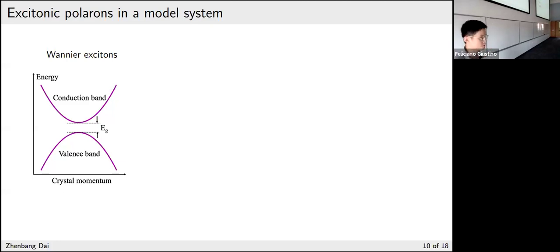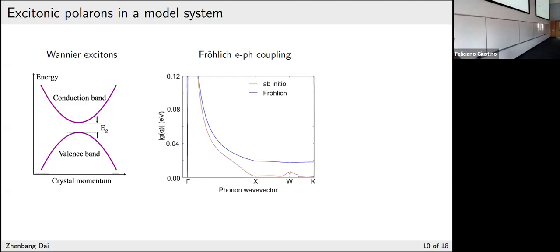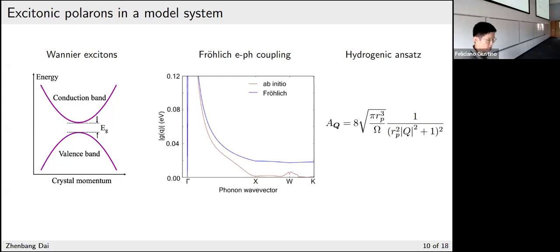To that end, we use the Wannier exciton model to represent the exciton part. Basically in this model, there is only one electron-hole pair having attractive interaction, and the electrons and the holes are represented by parabolic bands, respectively, separated by a gap. In the phonon part, we only take into account a single optical mode with constant frequency, and the electron-phonon interaction is in the form of the Fröhlich electron-phonon interaction. So it has this divergent behavior as the phonon momentum approaches zero.